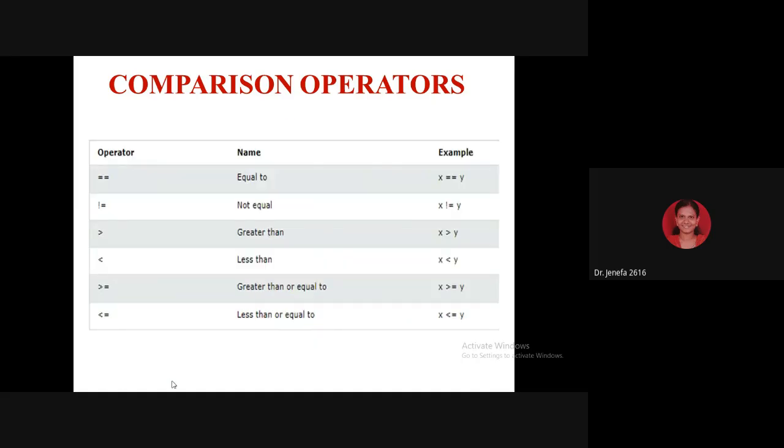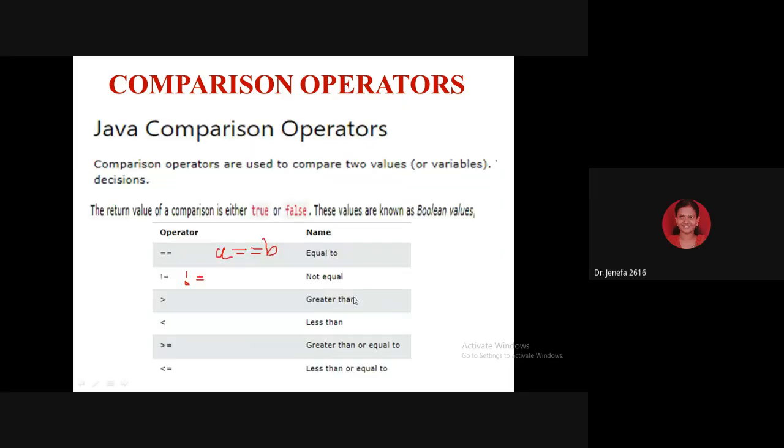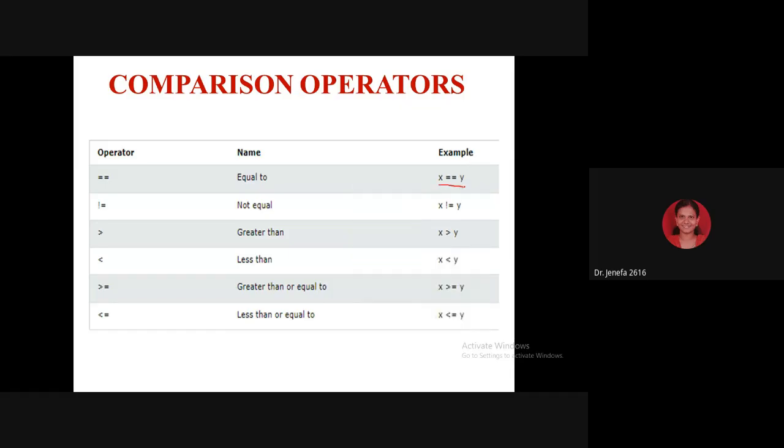This is the detailed description of using the comparison operators in a Java program. The first one is double equal to, not equal to, greater than, less than, greater than or equal to, less than or equal to. As I said, double equal to is used to check whether two different values are the same. If you are using x equal to y, we are checking whether the x and y values are the same or not. If you are using x not equal to y, we are checking whether the x and y values are not equal.